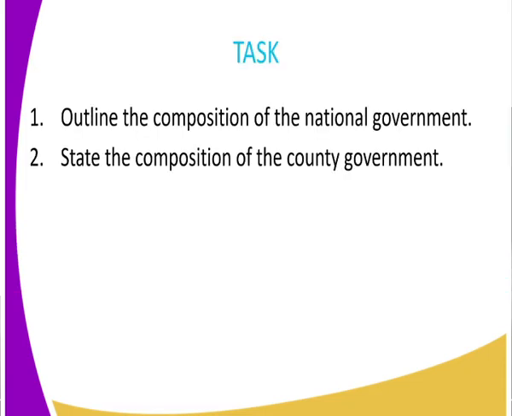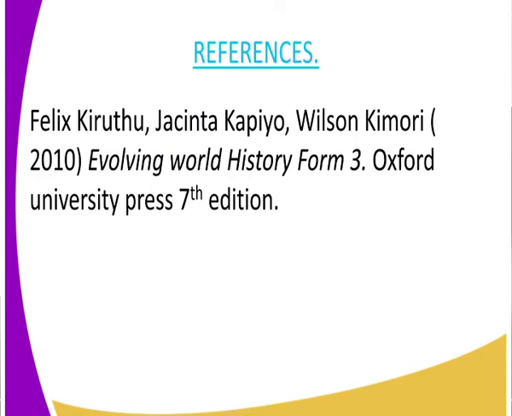Now, for our assignment class, outline the composition of the national government and also state the composition of the county government, the two levels of government. For reference, refer to Evolve the World, History and Government, Form 3, Oxford University Press, the 7th edition.